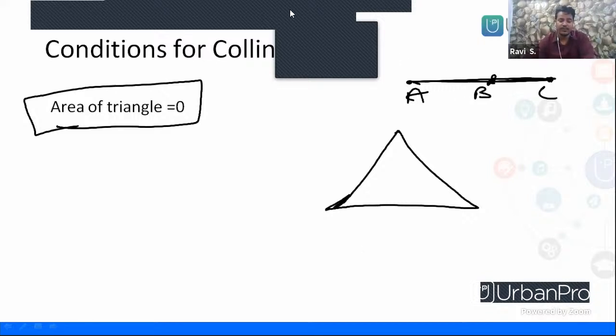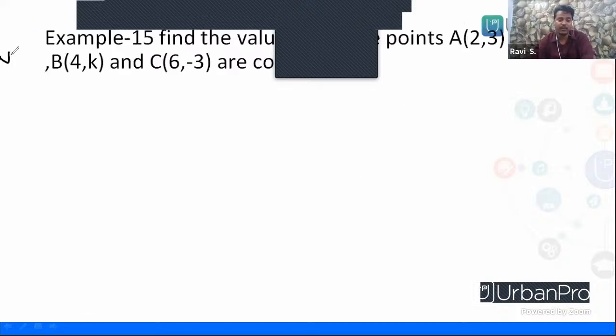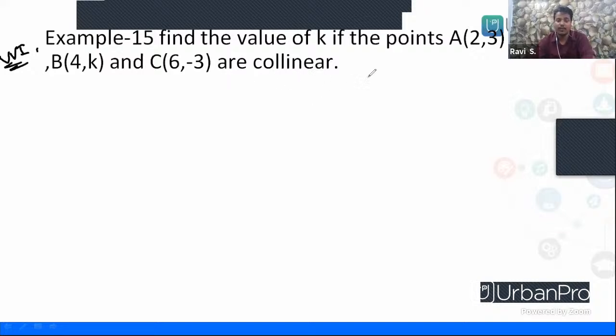Suppose this is the question here. These are very famous questions, guys. In coordinate geometry, they give you this kind of question very often. So find the value of k if the points A, B, C are collinear. I told you, suppose these are the points A, B, C.